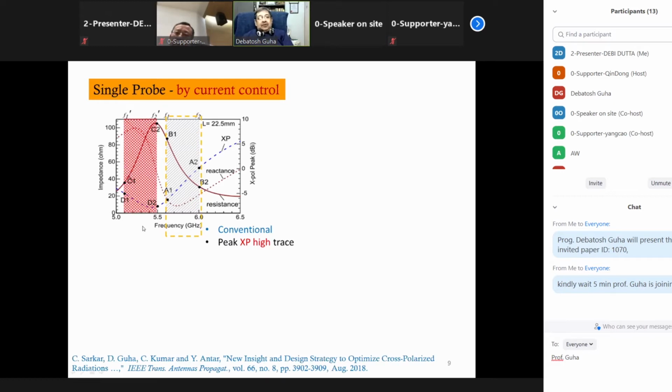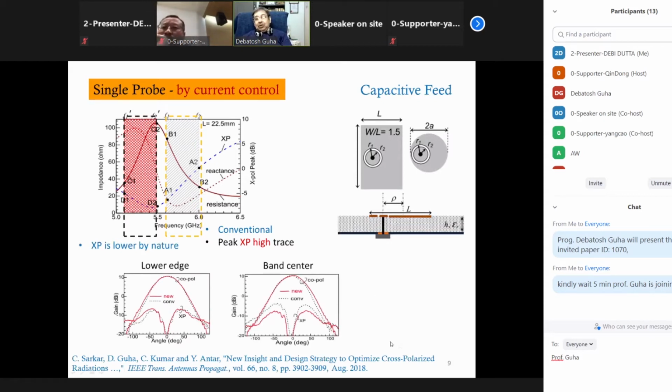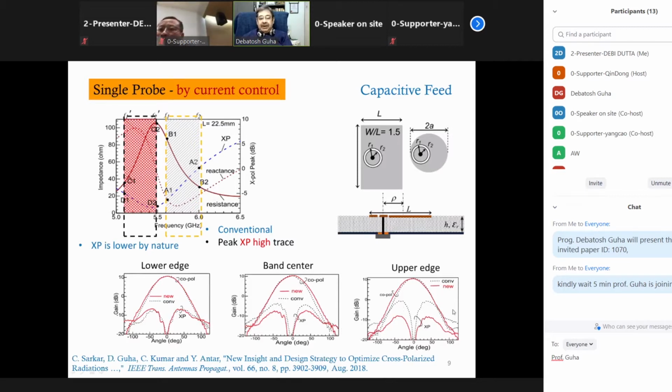So the only engineering we need is that our impedance should be shifted to the left. How? That is a kind of capacity feeding. So it is not that complicated. So you can use it by capacity feeding, and I can just show you quickly how interestingly you can get the benefit in terms of the cross-polar radiation. So even with a single probe, we can do some techniques so that the cross-pol goes down.